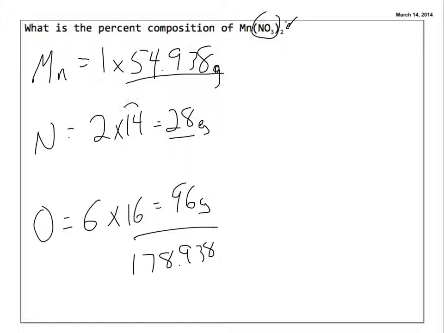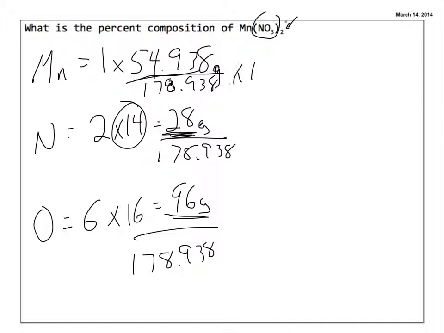So then what we need to do is take each element's mass in the compound. So not the molar mass from the periodic table, but the actual mass of that element that's in the compound. So these numbers here. And we're going to divide each one of those numbers by the total of 178.938, and then those get multiplied by 100, which makes them into percents. So times 100, times 100, times 100.